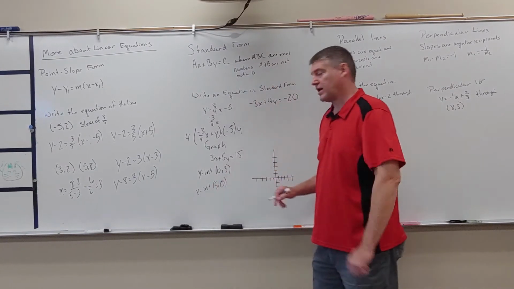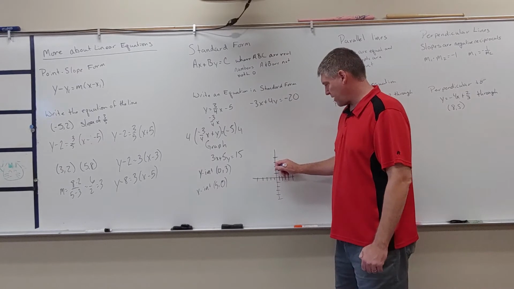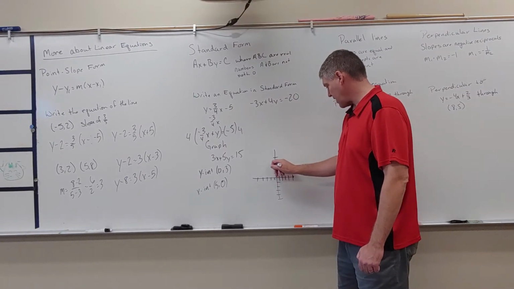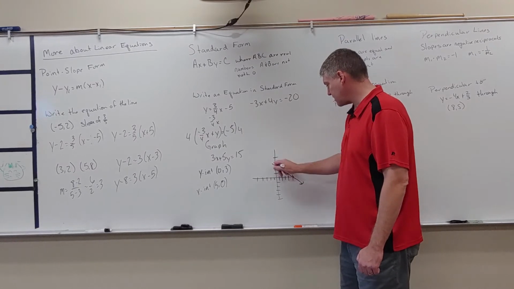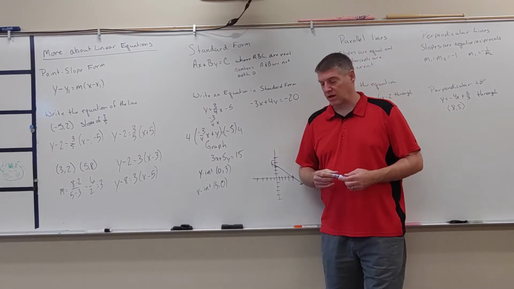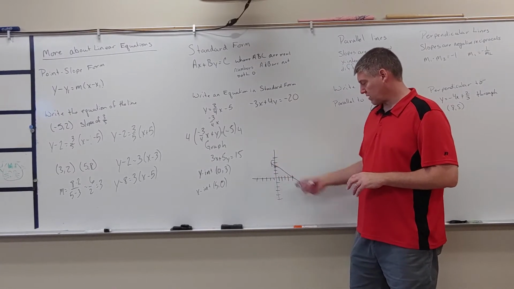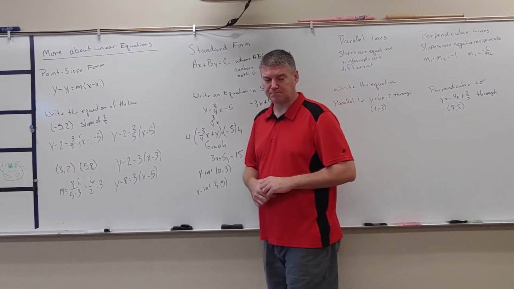And now I'm just going to plot these 2 points. So I'm going to go in here, find my y-intercept, 3, find my x-intercept, 5. And now I'm just going to connect my intercepts. And that will give me my 2 points. It'll give me my graph of my line.